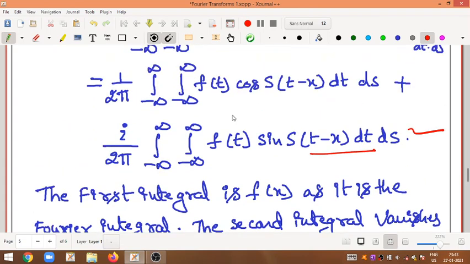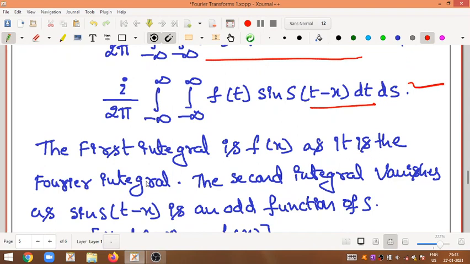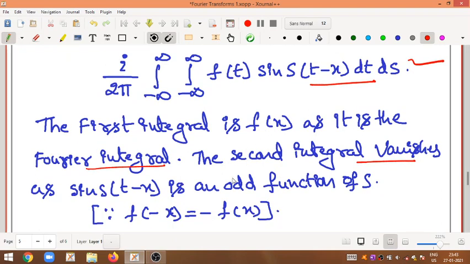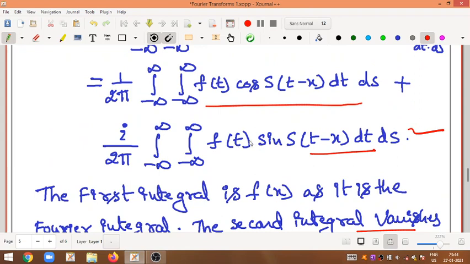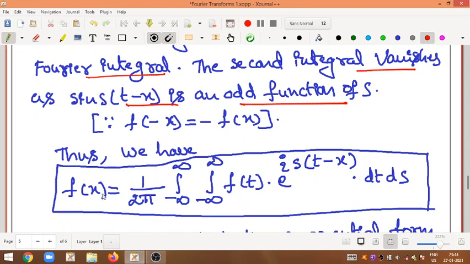This first integral is the Fourier integral of f of x, and the second integral vanishes, as sin s of t minus x is an odd function. This second integral becomes 0. Why? Because this is odd, so that's why it vanishes. So we have only the first term.